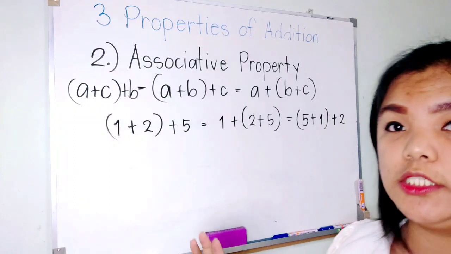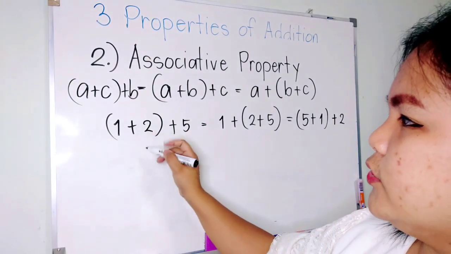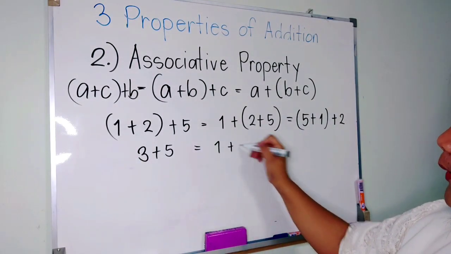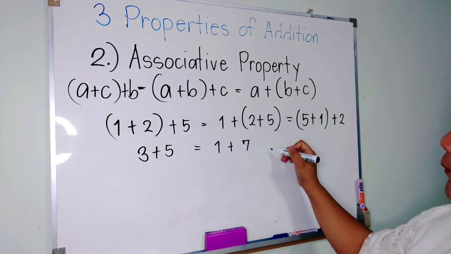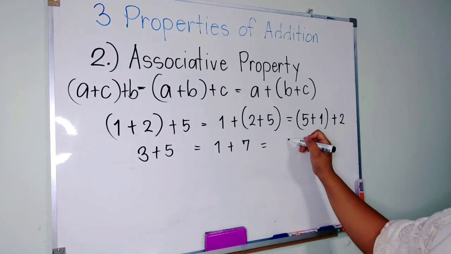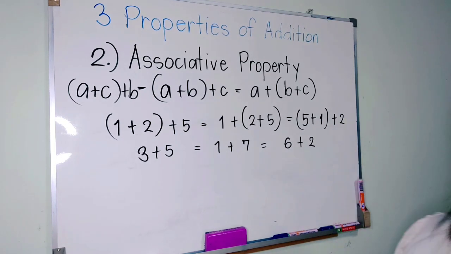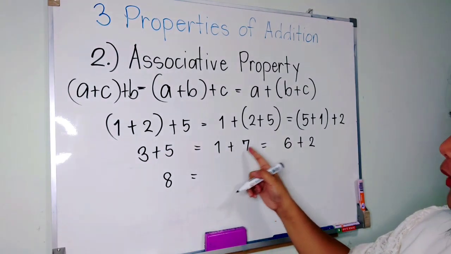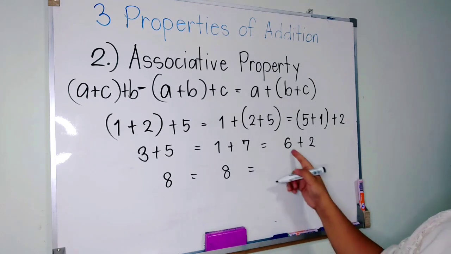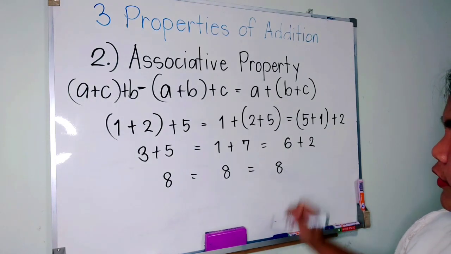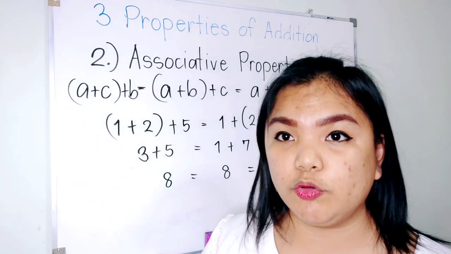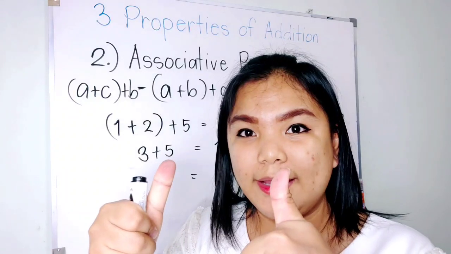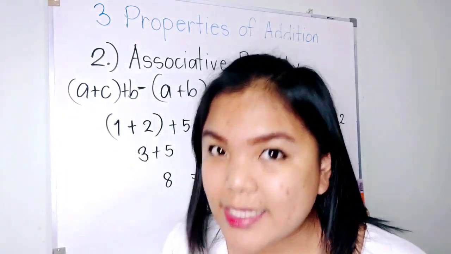1 plus 2, plus 5 equals 1 plus (2 plus 5) equals 5 plus 1 plus 2. Okay, so I just changed their group. 1 plus 2 is 3, plus 5 equals 1 plus 2 plus 5 is 7, equals 5 plus 1 is 6, plus 2. Let's add: 3 plus 5 is 8, equals 1 plus 7 is 8. 6 plus 2 is 8. So, even if we change their group, you will still get the same answer. Nakuha po ba?